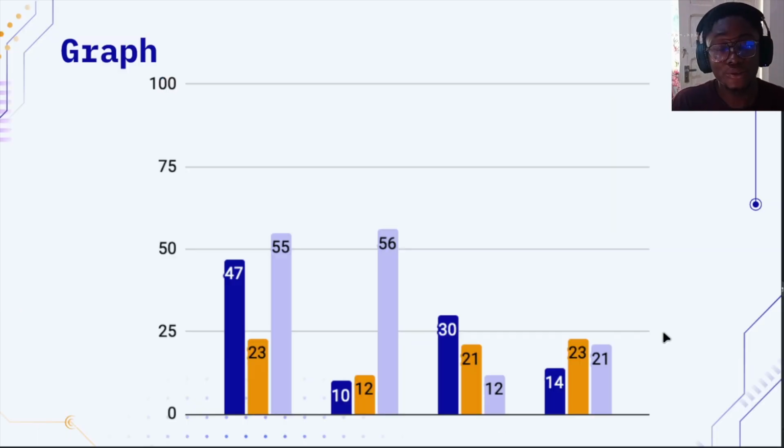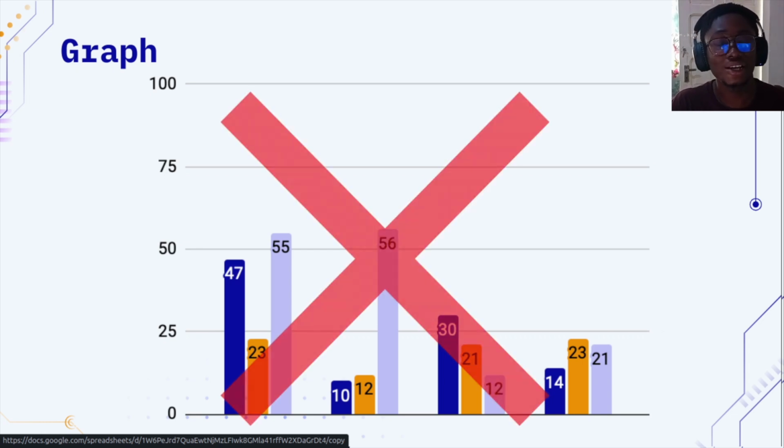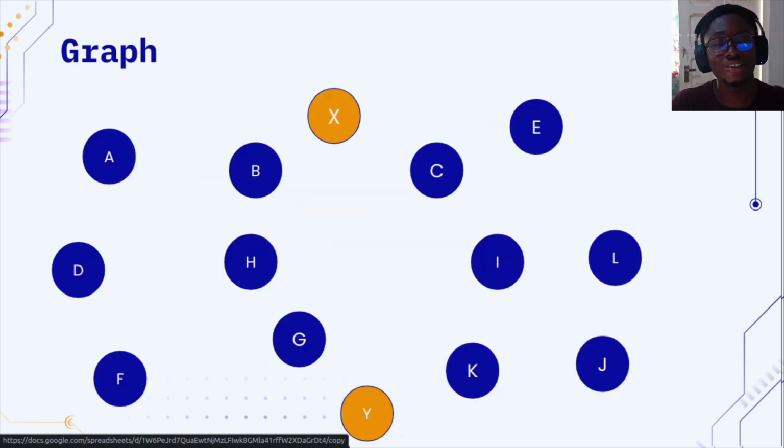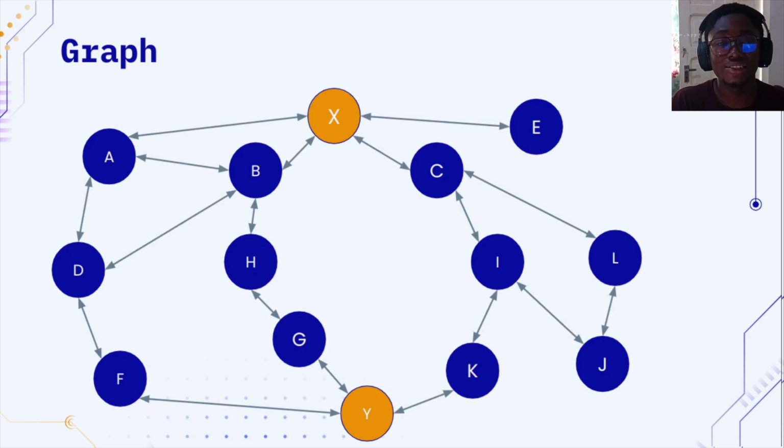Okay, let's talk about graphs. Now, in routing, we are dealing with graphs. And if you are new to graphs, this isn't the kind of graph we are interested in. This is the kind of graph we are talking about. A graph is basically made up of nodes or vertices and edges or links, right?